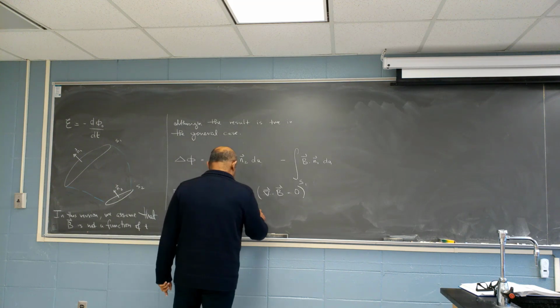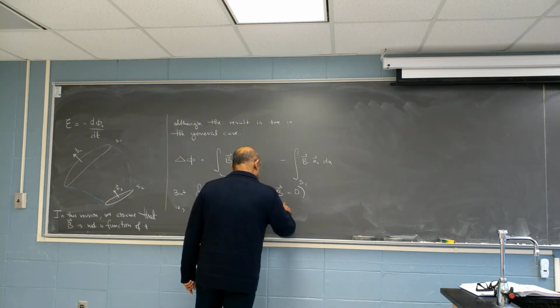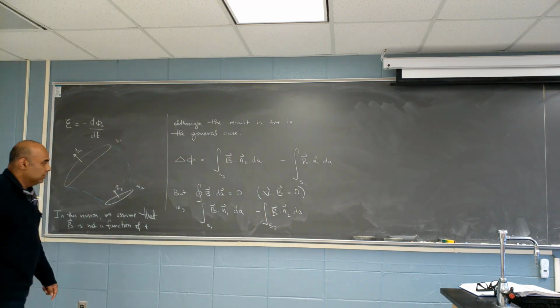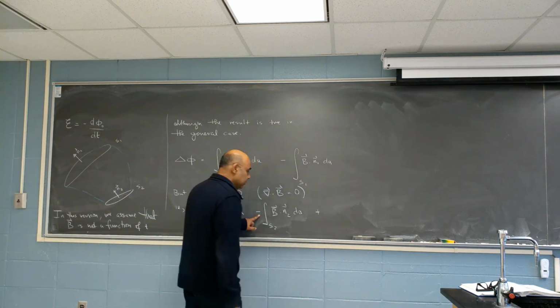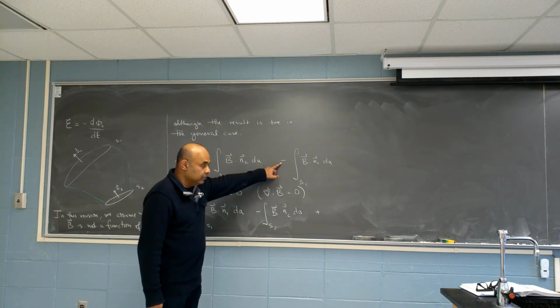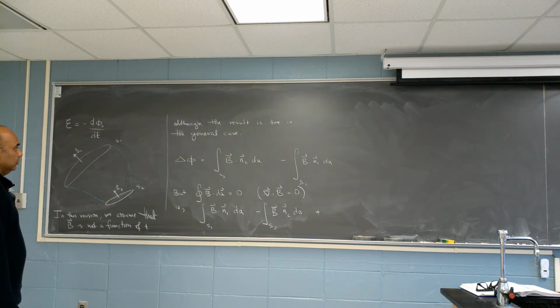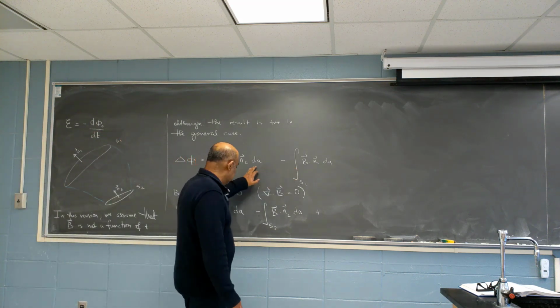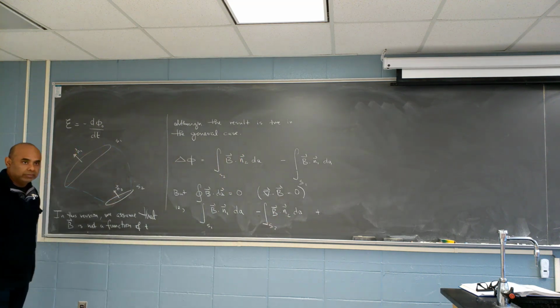So then I get, well, let me write it this way, it's easier. B dot N2 dA through S2 plus, why did I put minus here? It's for a different reason than this one. This is because it's change in flux. This is actually because it's minus N2 because I need an outward normal.